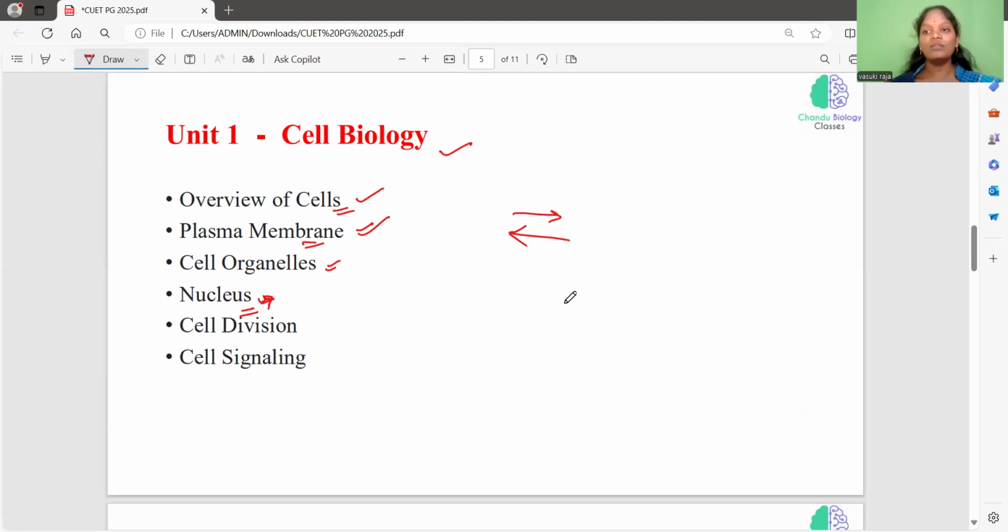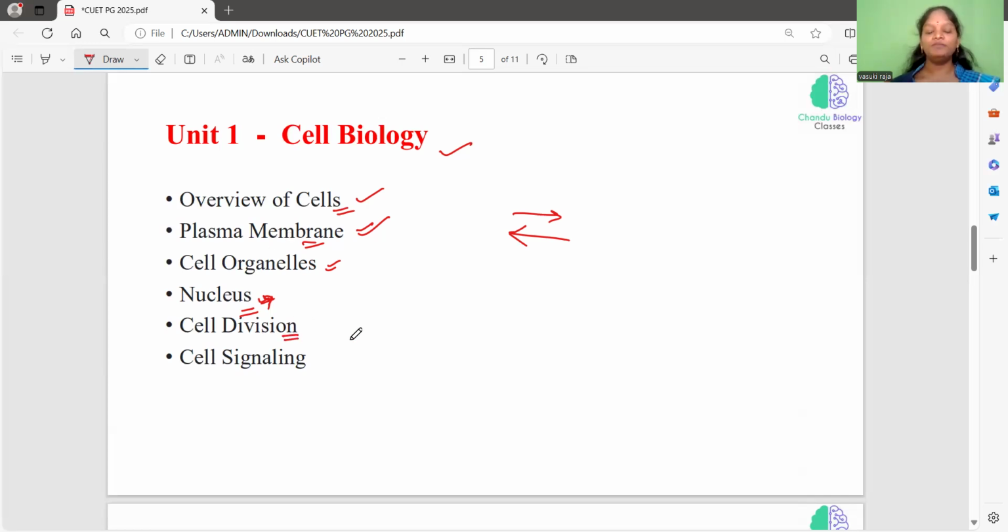All these terms are also important, and also through which area all the materials present in the nucleus exit from the nucleus and enter into the nucleus. So all these things will be discussed in the nucleus.